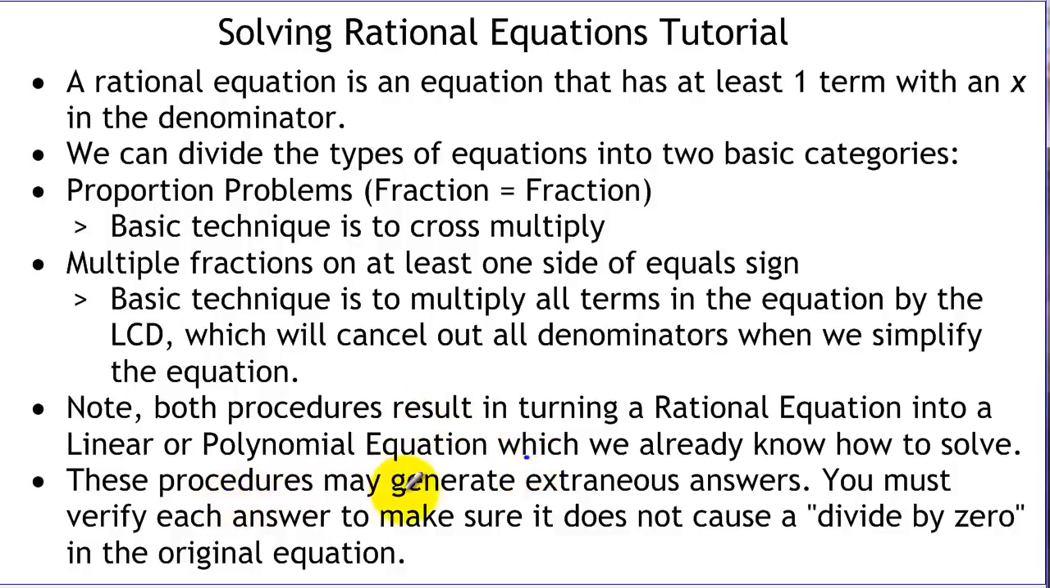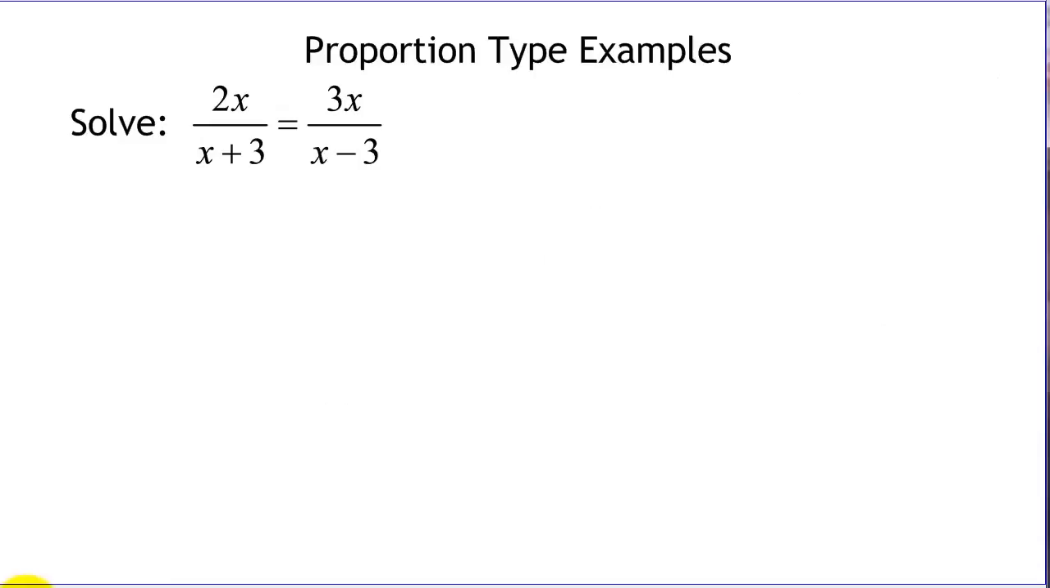One issue that we need to be aware of when solving rational equations is that we can come up with extraneous answers. We've had extraneous answers in other types of problems we've worked recently, radical equations, logarithmic equations, etc. So to identify extraneous answers, we have to check each possible answer and put it back into the original equation, and what we're looking for is, will it cause a divide by zero? If so, it's extraneous and we'll throw it out. So let's look at some examples.